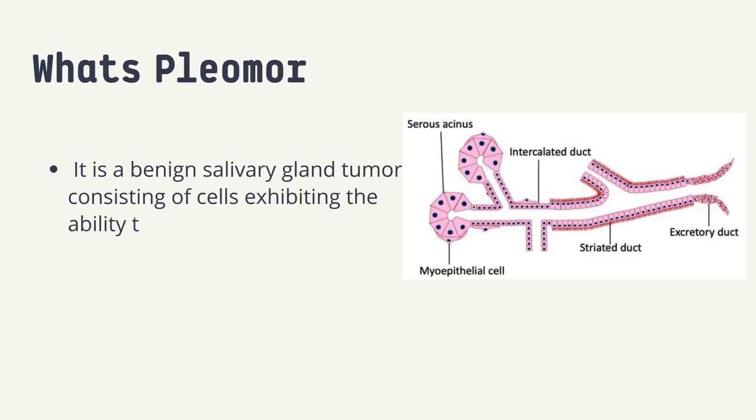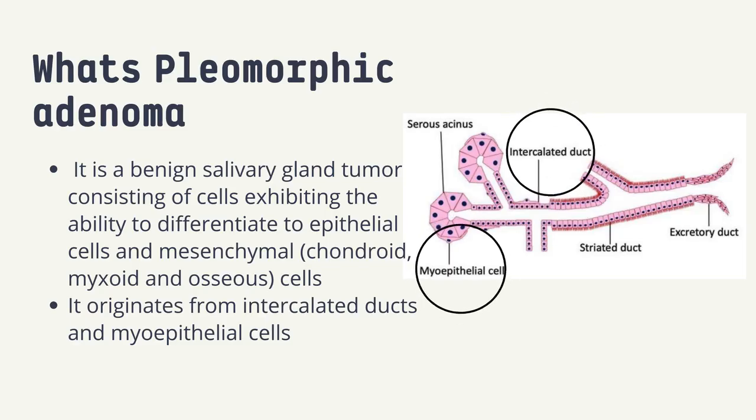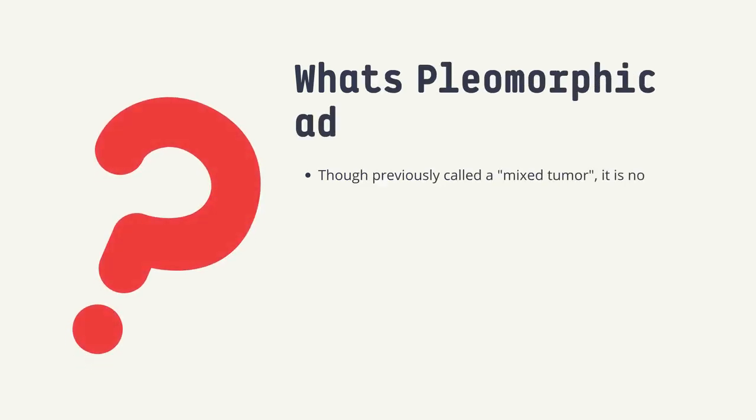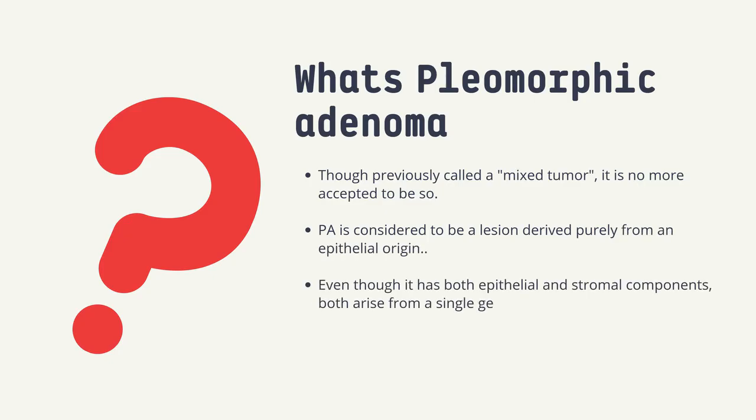Pleomorphic adenoma is a benign tumor of the salivary glands. It consists of epithelial and mesenchymal components, including chondroid, myxoid, and osseous tissues. It originates from the intercalated ducts and myoepithelial cells. Although it was previously called a mixed tumor, we now know that it arises purely from epithelial origin, a single germ cell layer, which is ectoderm, despite having stromal and epithelial components.